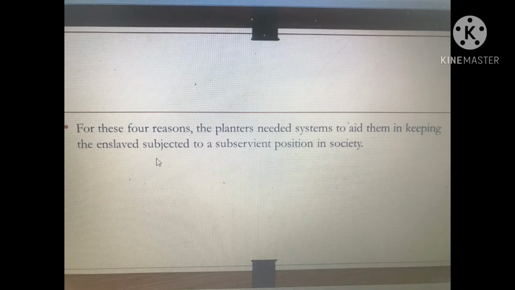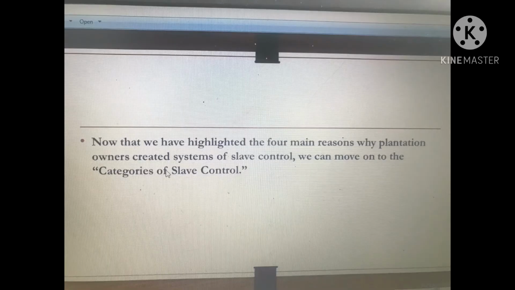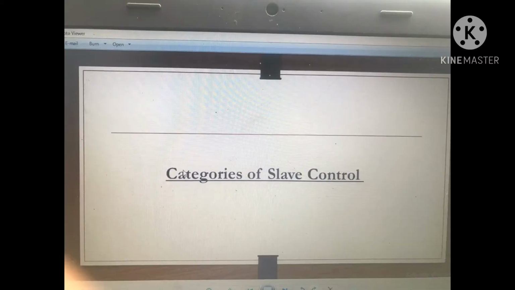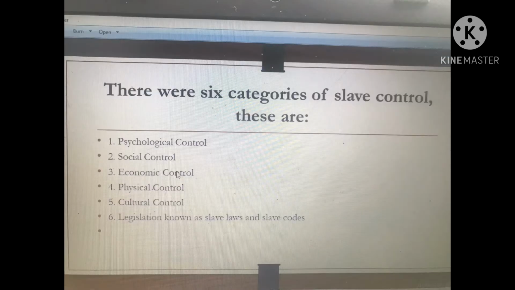For these reasons, the planters needed systems to aid them in keeping the slaves subjected to a subservient position in society. Now that we have highlighted the 4 main reasons why plantation owners created systems of slave control, we can move on to the categories of slave control. There are 6 main categories of slave control.